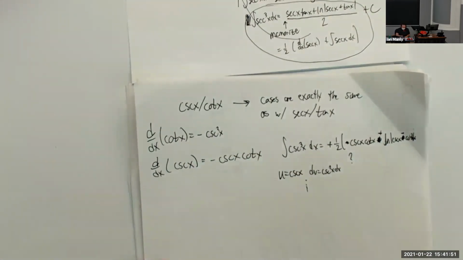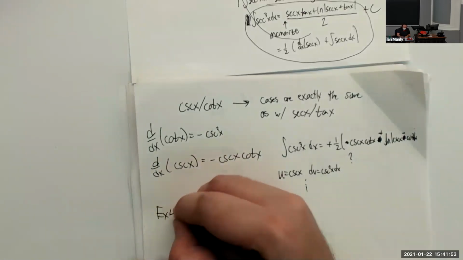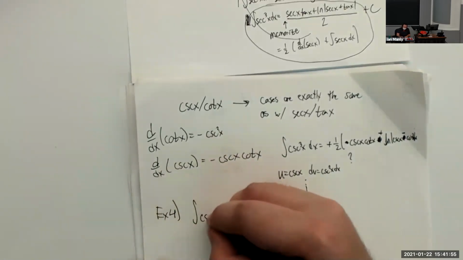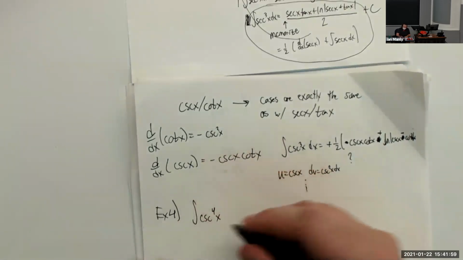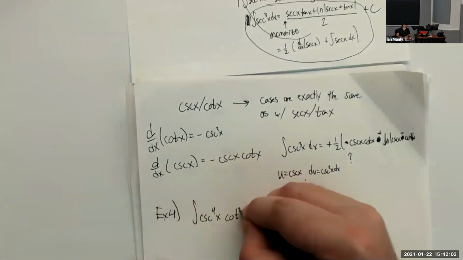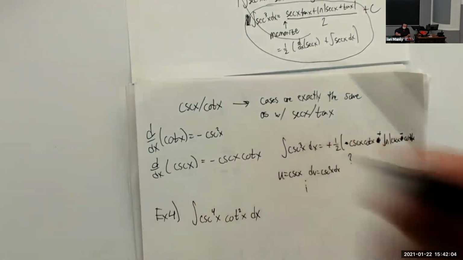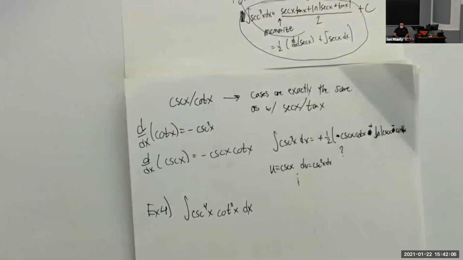What I'm going to do here is a basic example of a cosecant cotangent integral, and it's not going to be a case 3 one. I don't want to go through all that again. So we have cosecant to the 4th times cotangent squared. Let's go ahead and try this one. If we have time at the end, we'll take a look at the other.